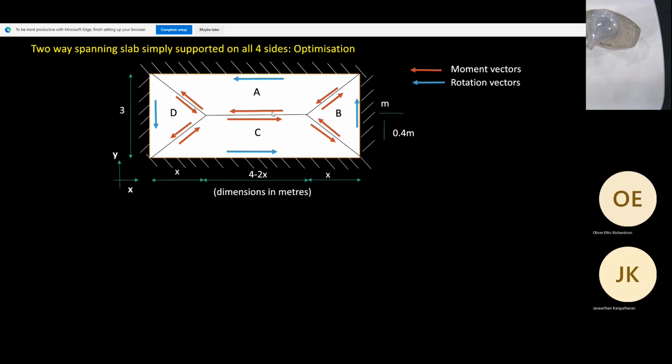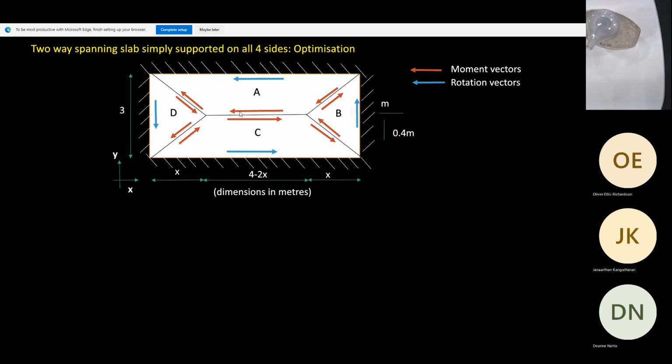And the way you obtain the moment vector is you use the right-hand screw rule. So for example, if you take this yield line here for region A, your moment is coming out of the screen towards you, isn't it? So if you make the palm of your hand, that's the direction of the moment, and the thumb will give you the direction of the vector. So the moment vector in this case is in this direction, okay?